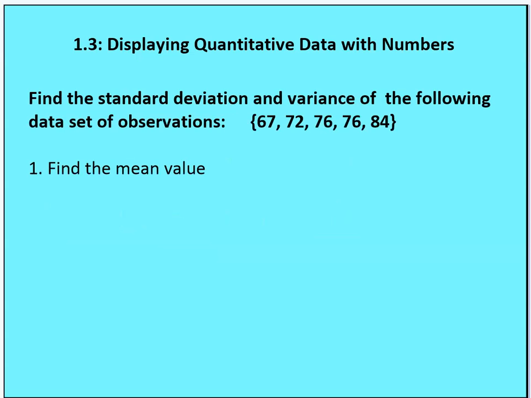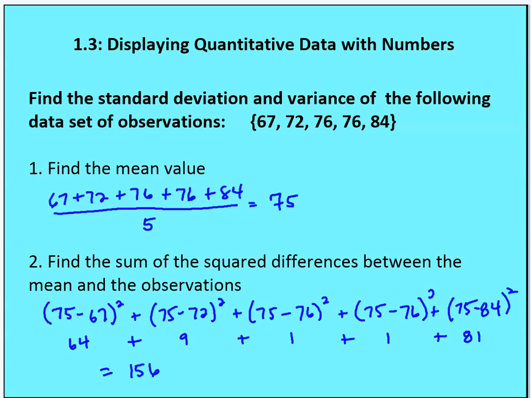So we're going to find the standard deviation of this, let's say, sample of 5 values. The first thing we want to do is find the mean value. We're going to add these together and then divide by 5. So the mean value is 75. Then we're going to take 75, subtract each of the data points, 75 minus 67, then square it. And then add 75 minus 72 and square it. And then add 75 minus 76 squared, plus 75 minus 76 squared, plus 75 minus 84 squared.